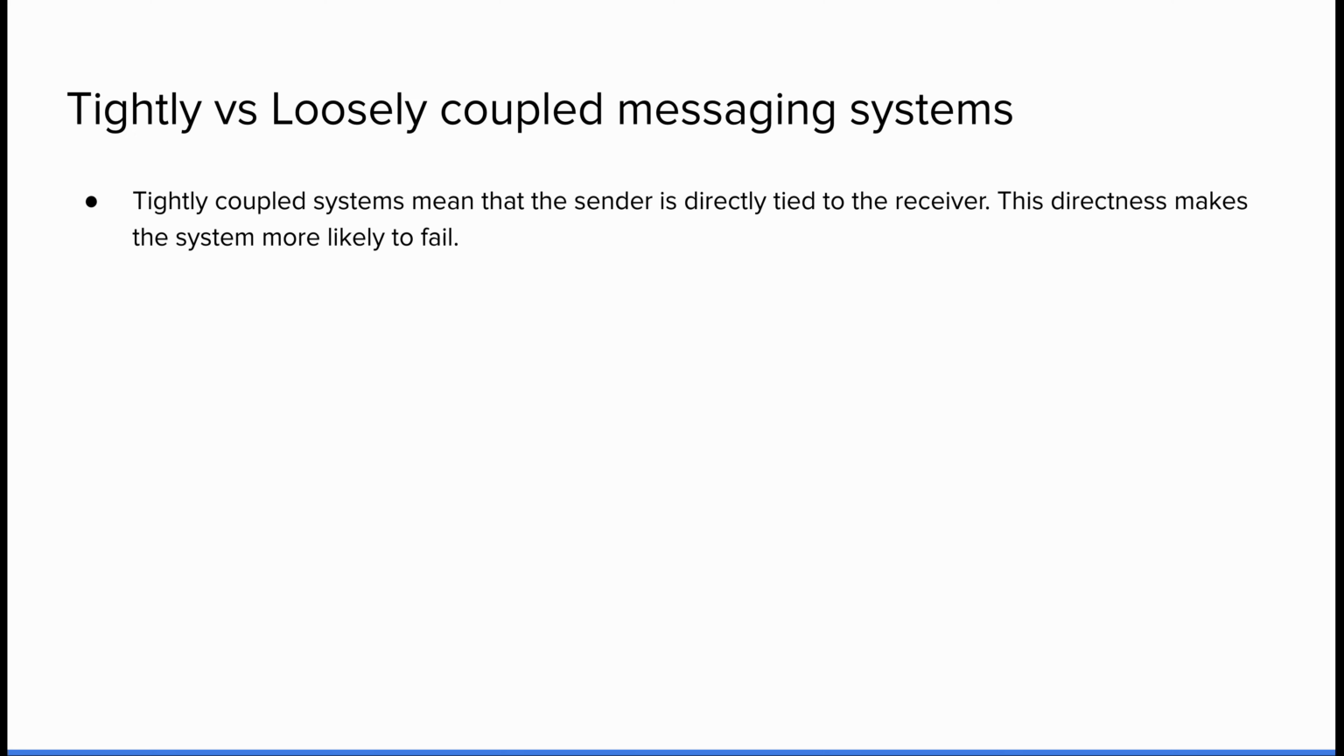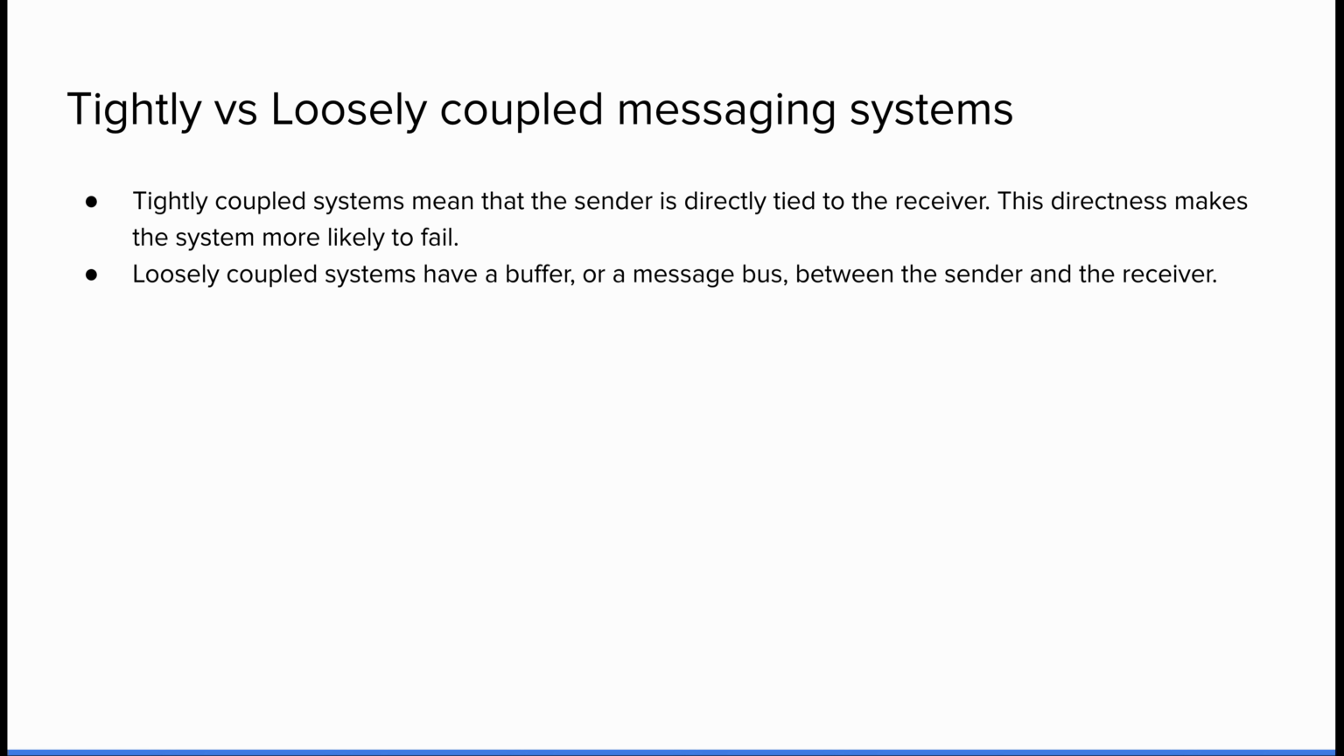In order to understand this role, it's helpful to look at the difference between tightly coupled systems and loosely coupled systems. Now, imagine a system where one component is sending data to another component. In a tightly coupled system, the sender is directly connected to the receiver. There is nothing in between them. This directness makes the system more likely to fail.